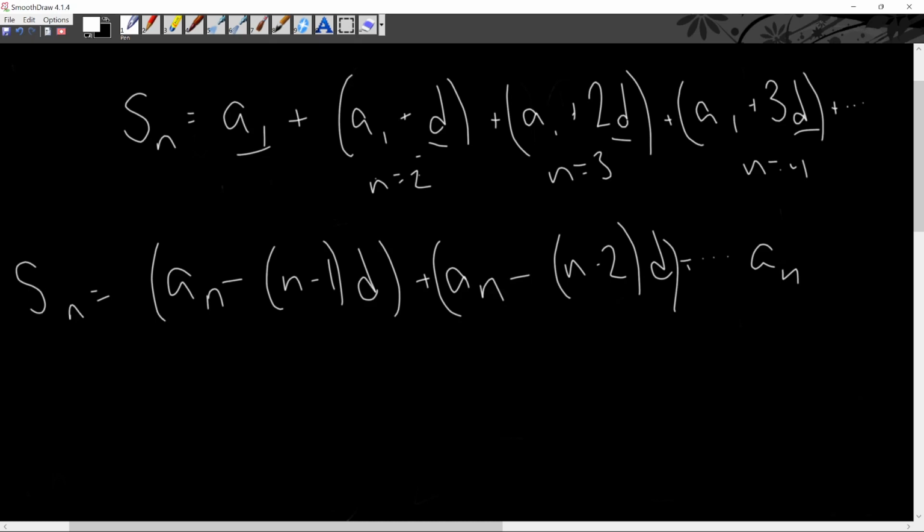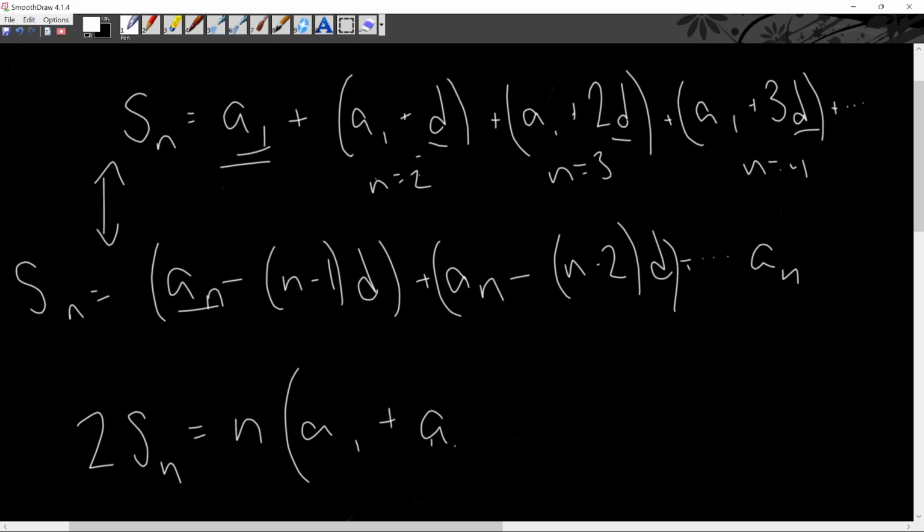And now we can just sort of say that if we add both of these equations together, we are going to cancel out every one of these values except for a sub 1 and a sub n, right? We're going to have 2s sub n is equal to n times a1 plus a n, right? Because, let's try and think about this.